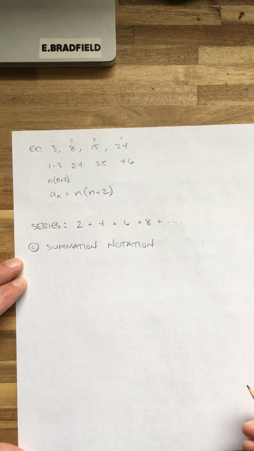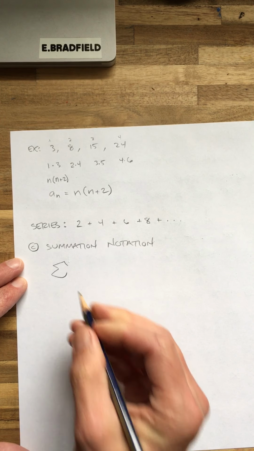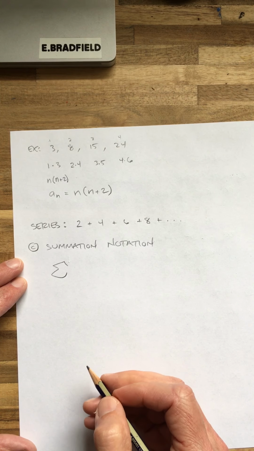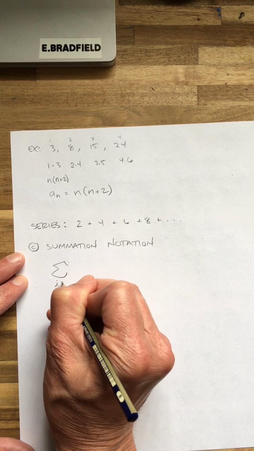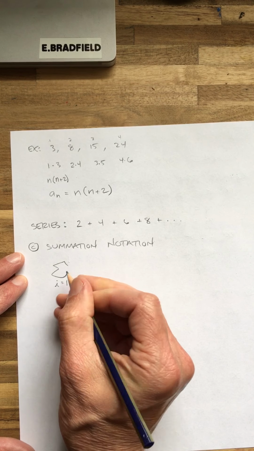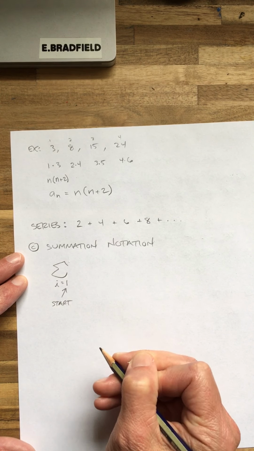All right, and what we have here is sigma. That's the Greek letter sigma, okay? And we're going to use it like this. We have i equals 1, okay? And this is where we start. And hopefully this will all start to make sense later.